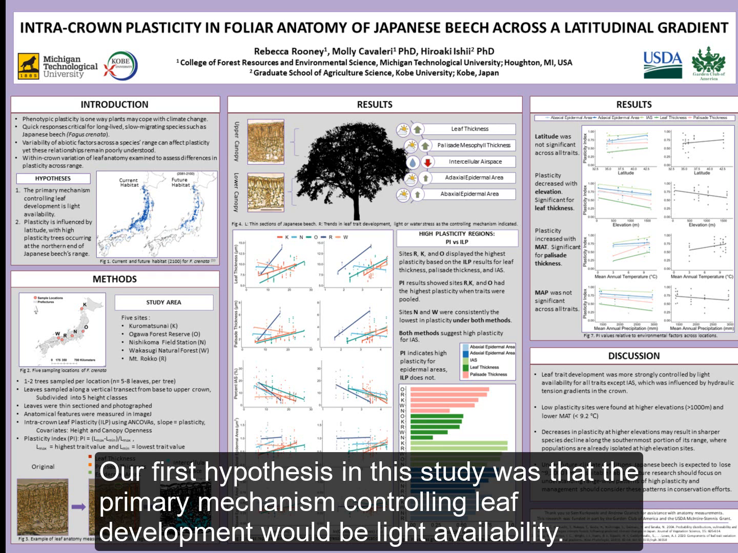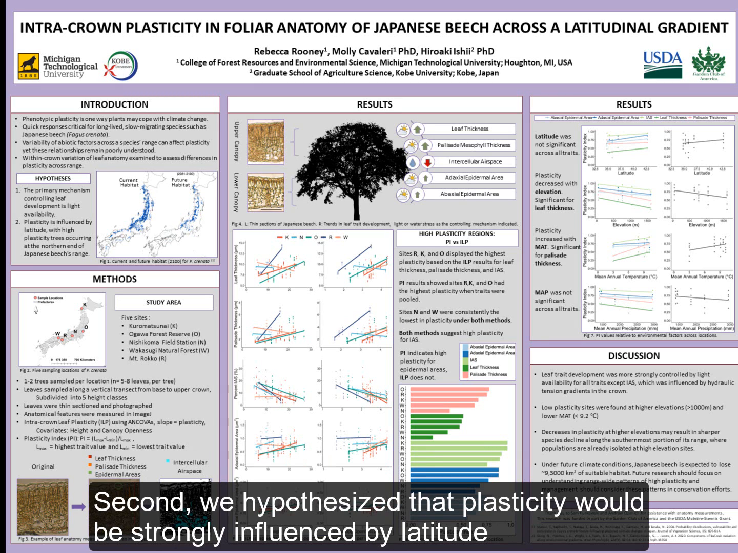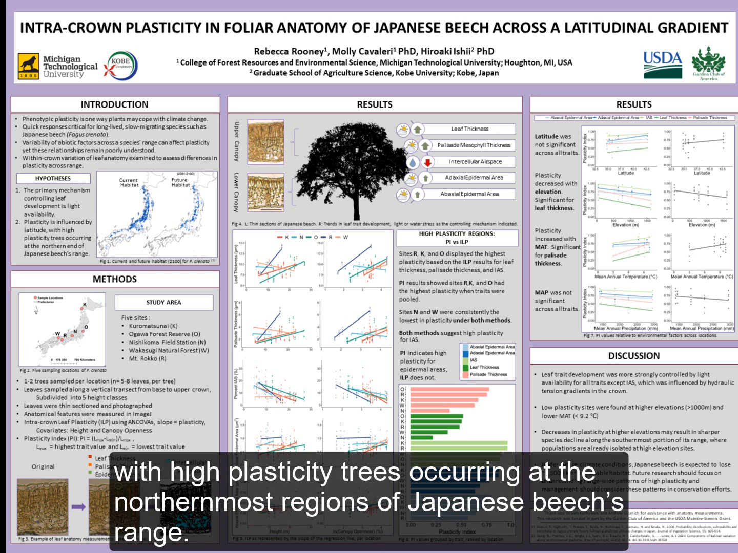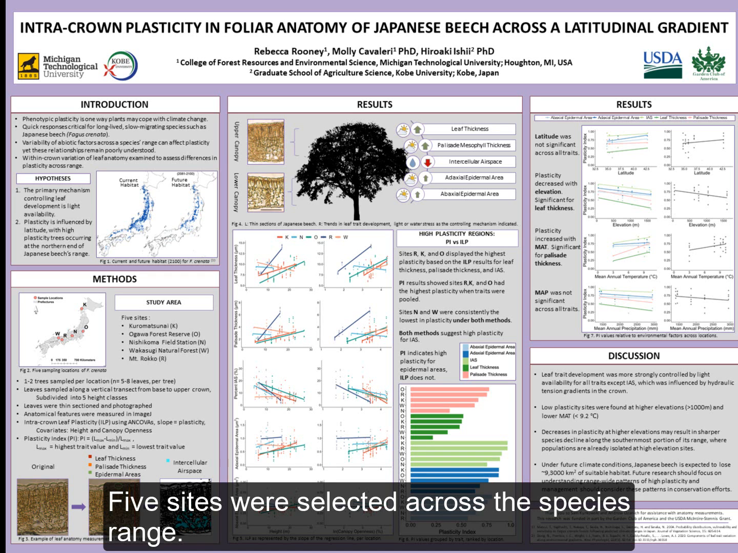Our first hypothesis in this study was that the primary mechanism controlling leaf development would be light availability. Second, we hypothesized that plasticity would be strongly influenced by latitude, with high plasticity trees occurring at the northernmost regions of Japanese beech's range. 5 sites were selected across the species range.